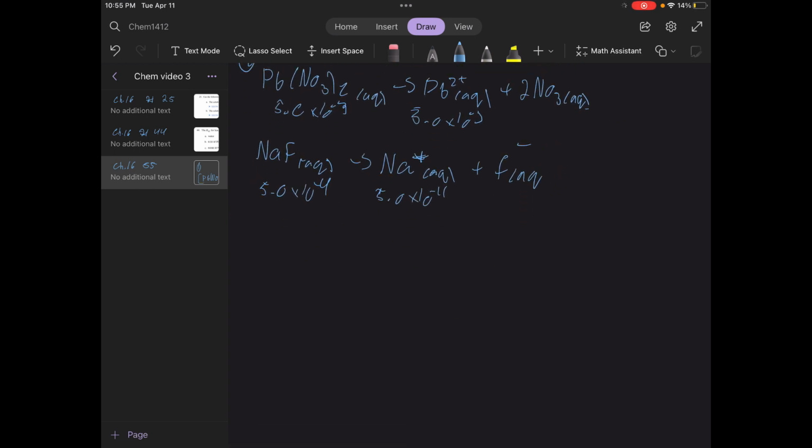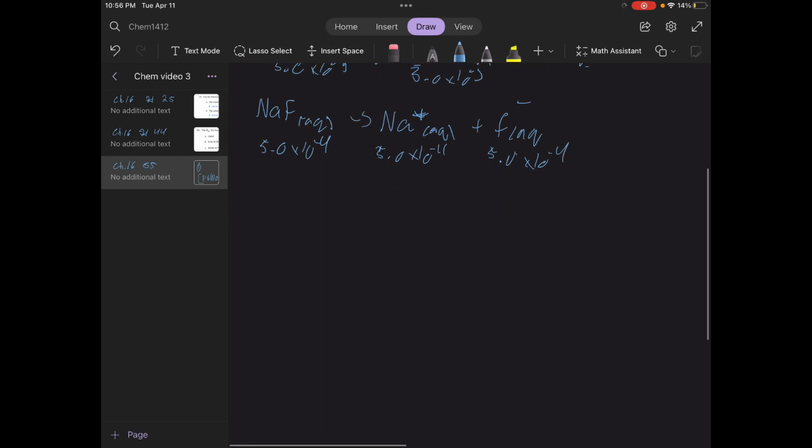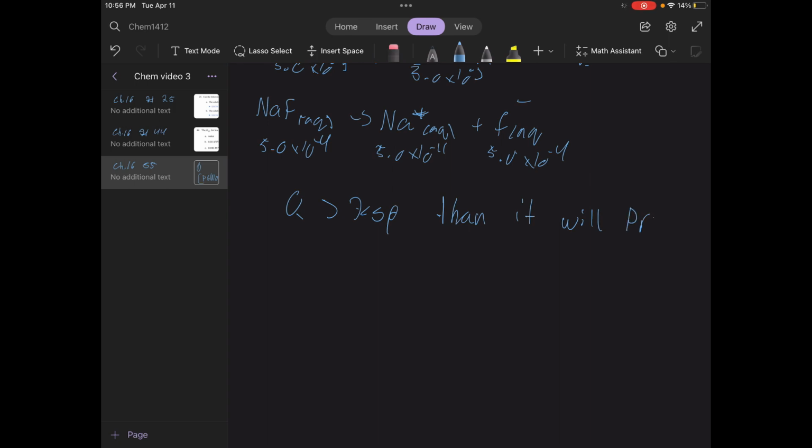Here, now we get all our values, our initial concentrations for F. Oops, I wrote the concentration here for Na. So our initial concentration for F is 5.0 times 10 to the negative 4. We're going to use them in our ICE charts. But first, we know that if Q is greater than KSP, then it will precipitate.